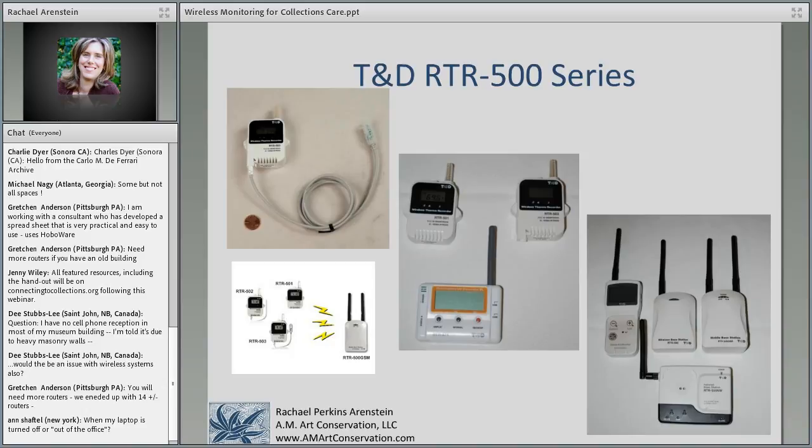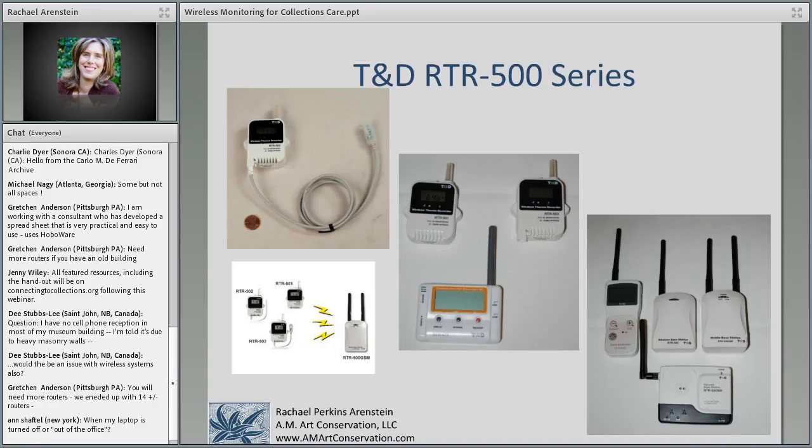So the next system from T&D is the RTR 500 wireless system. This system has a lot of capabilities, but you need to have someone who's competent with networking solutions in your institution. And there's a lot of different pieces on the screen because there's a lot of different ways you can use the system, and that's one of its strengths.